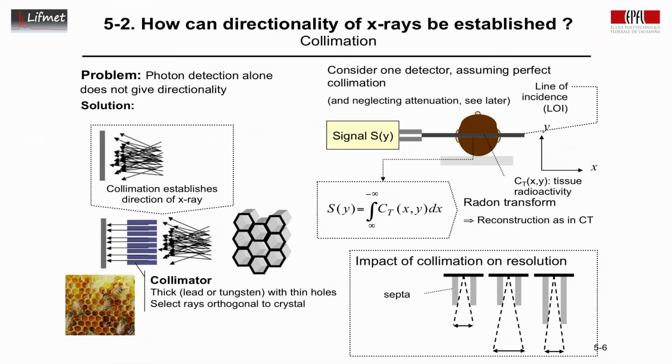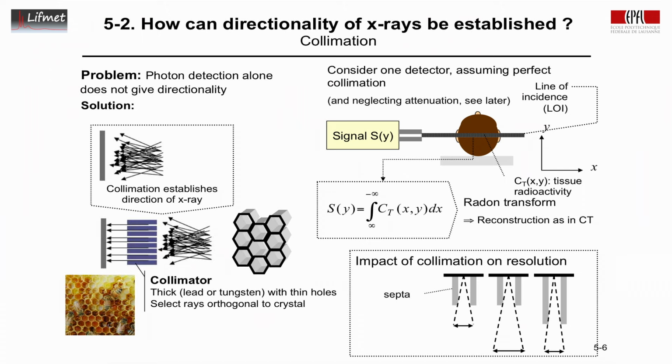With collimation, we are establishing the directionality of the X-rays by eliminating the X-rays that don't satisfy the geometric condition. So this means that we are eliminating X-rays. So principally and fundamentally, we are reducing the sensitivity of the scanner. It's a brute force way of establishing directionality of the X-rays.